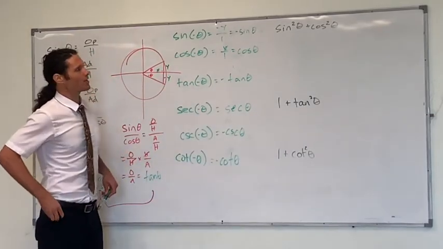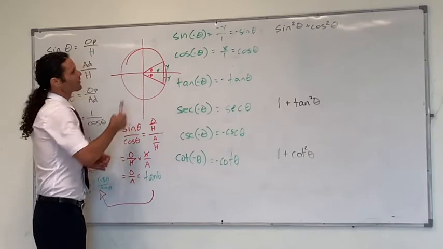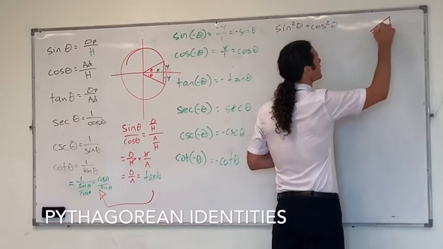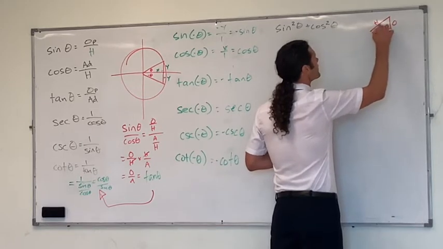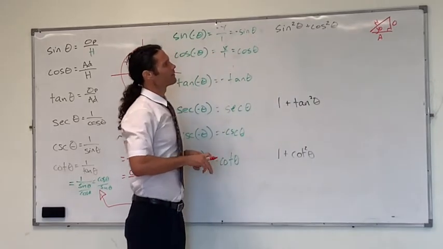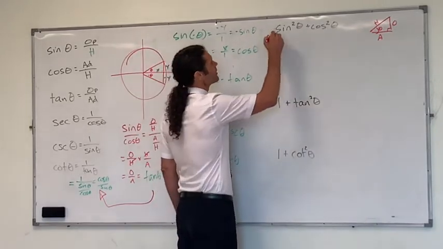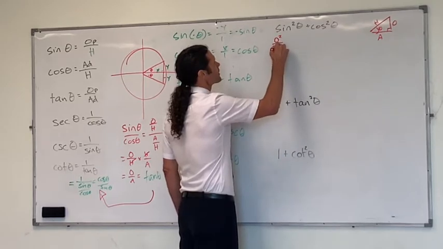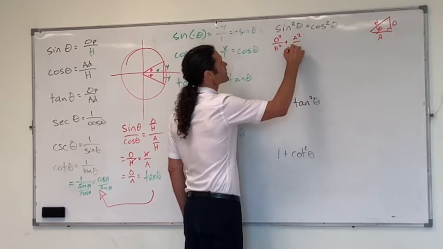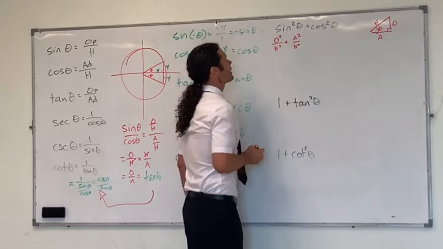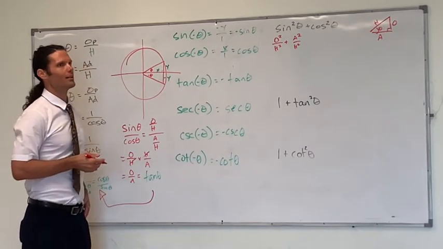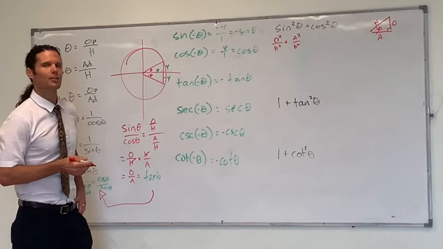And then moving along, we can look at our Pythagorean identities. Again, if you imagine a right triangle, which is what we have here on the unit circle, we've got opposite, adjacent, and hypotenuse for the theta angle. And so sine squared theta is O squared over H squared. And then we can add to that cosine squared theta, which is A squared over H squared. And so what do we do here? We've got a common denominator, so we've got O squared plus A squared at the top.